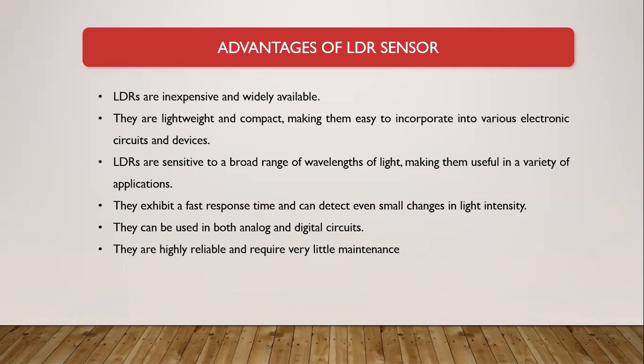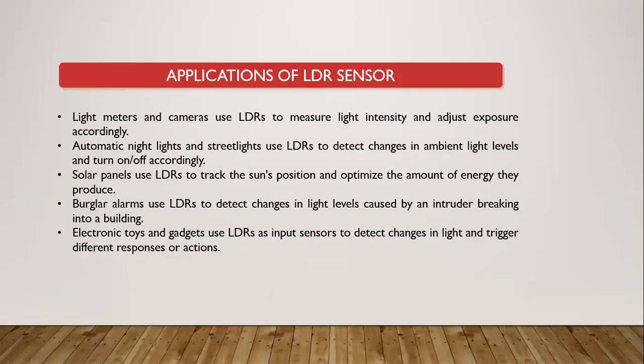It is an inexpensive and widely available sensor. It exhibits a fast response time, and it can detect even small changes in light intensity. Means it has one of the characteristics of a good sensor, that is, high resolution. We can use this sensor in either analog or digital circuits. It is highly reliable and requires very little maintenance. It is very lightweight and easy to incorporate in various electronic circuits and devices. These sensors are also very sensitive. So these are some of the advantages of LDR sensors.